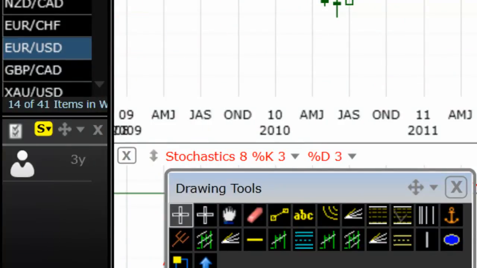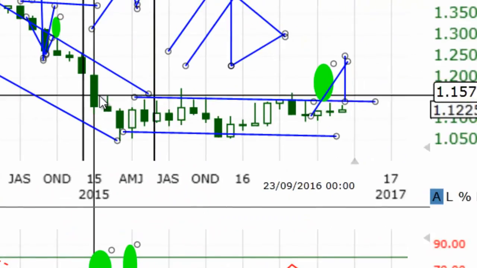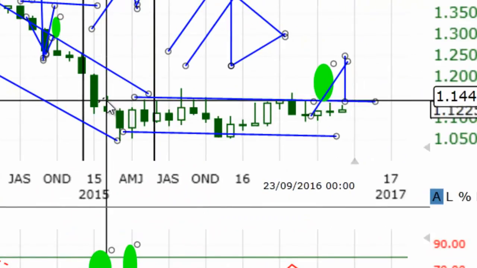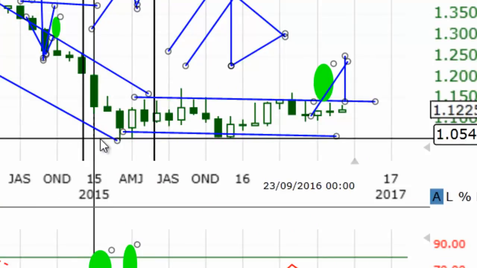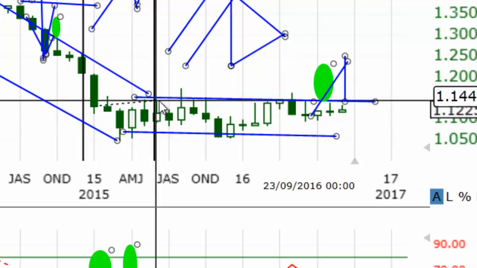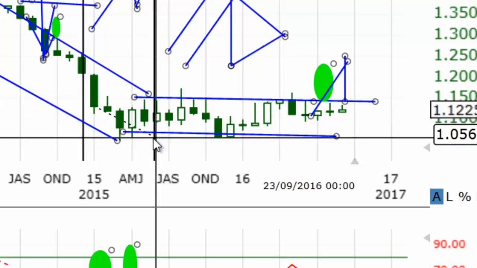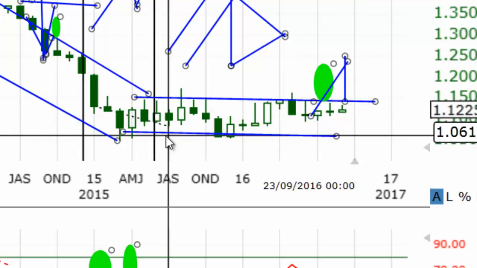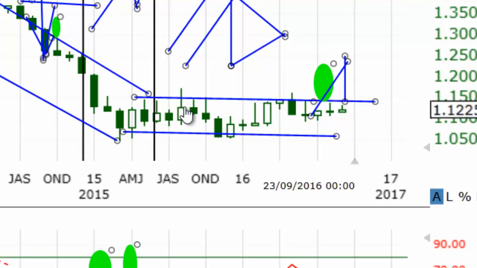This is the euro dollar on the monthly chart. What's happening here? The euro dollar is stuck between two levels: 1.1449 and 1.1548 or so. That's where the euro is stuck between these two levels. It's consolidating. So the euro dollar, which is the leading currency pair, is not in a trend yet.